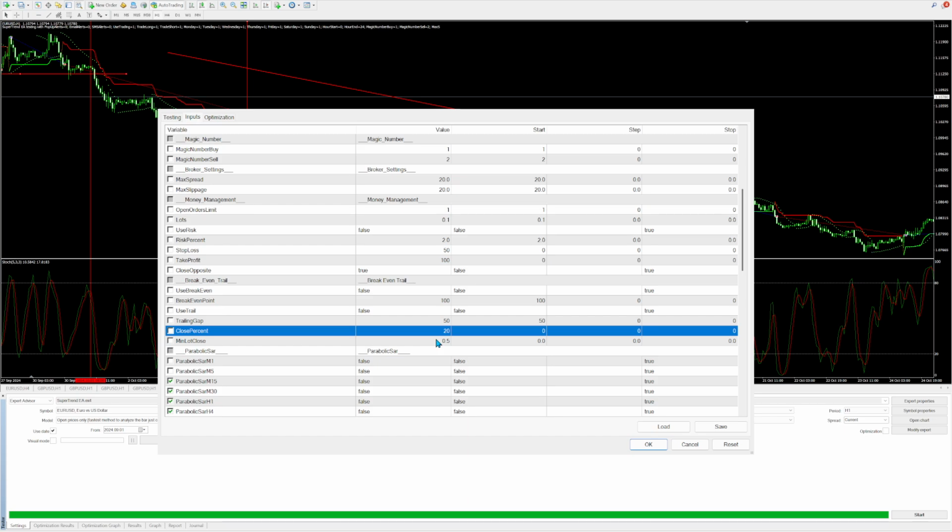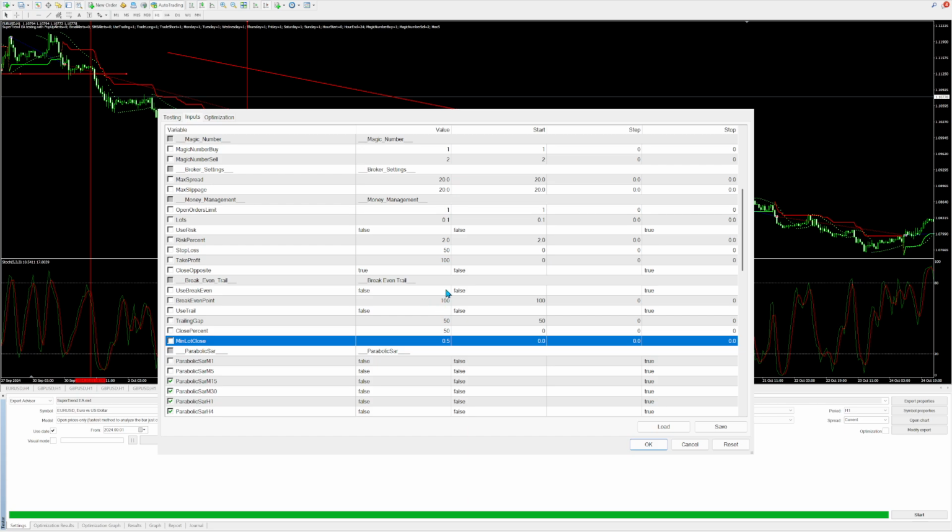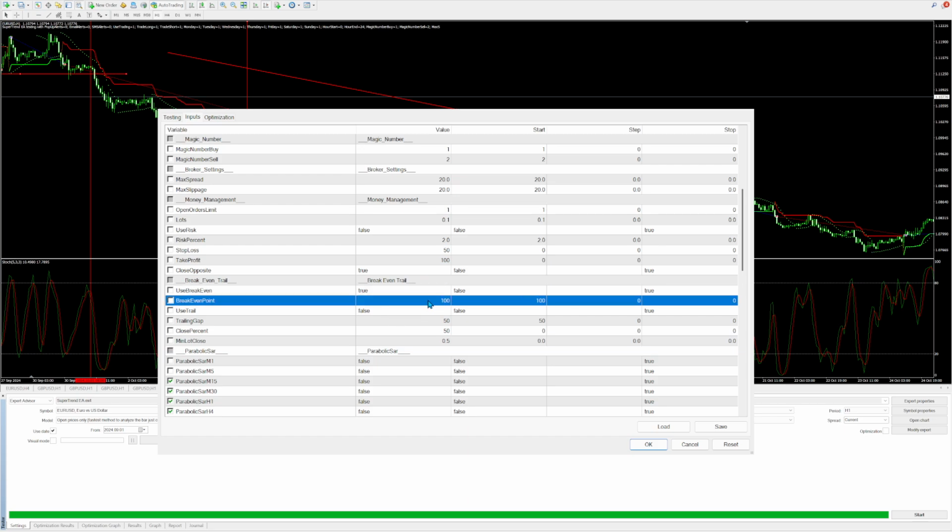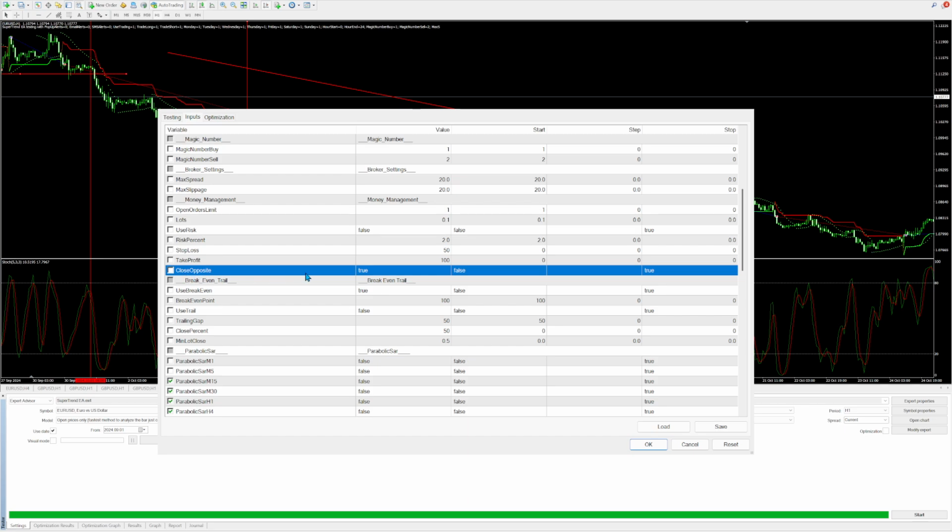So just leave the rest to run. This is good if you want to close 50% of the trade once you reach 100 pips, break even point, and just let the rest run. You can do so. Okay, there is this option here, close opposite. This basically means when there's an opposite trading signal, you can close an open trade.